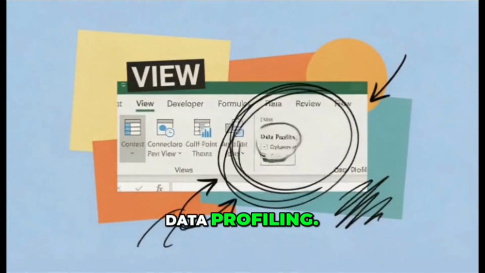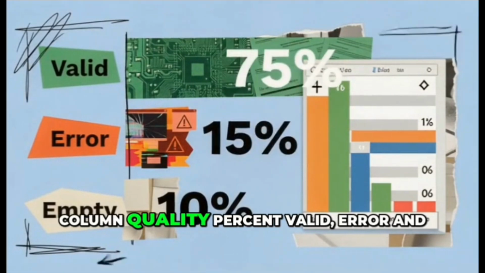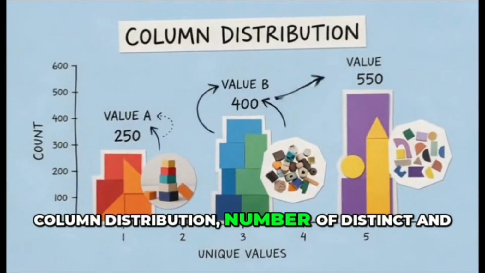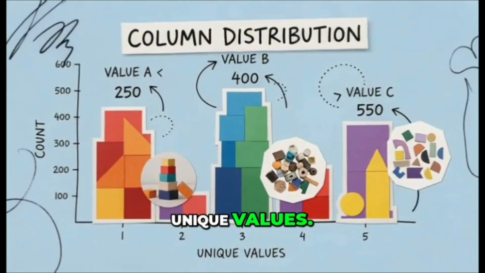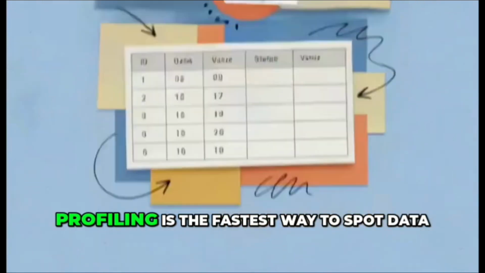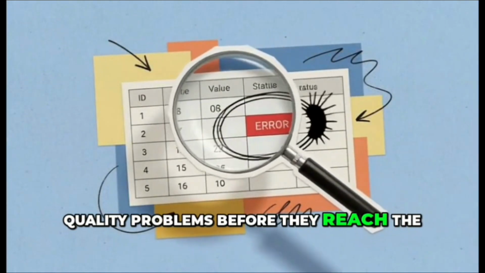Data profiling. Turn on profiling under the View tab. Column quality: percent valid, error, and empty. Column distribution: number of distinct and unique values. Column profile: full statistics on the column. Profiling is the fastest way to spot data quality problems before they reach the model.